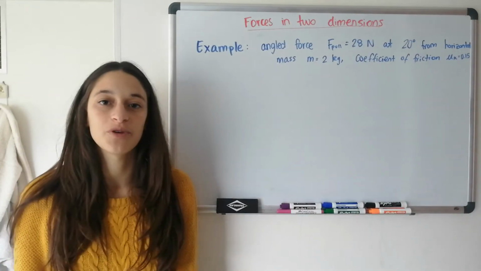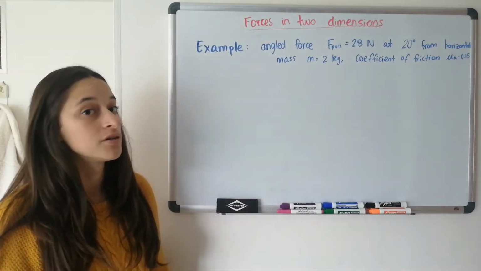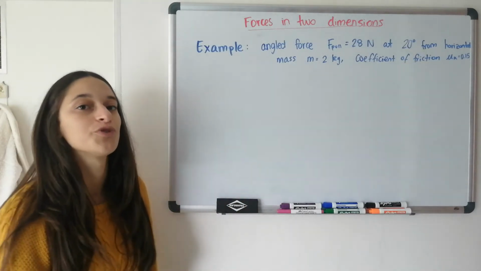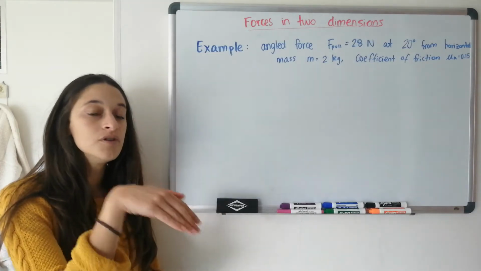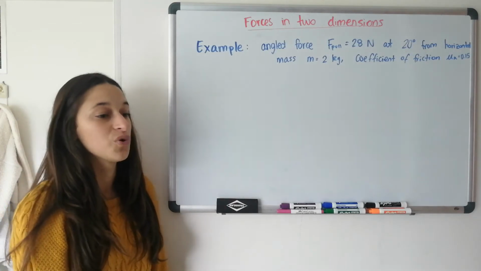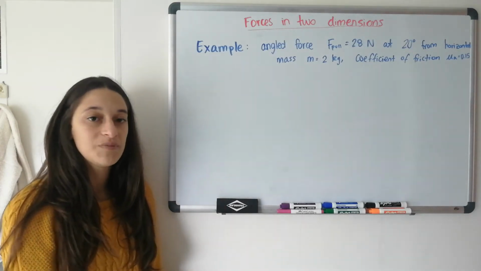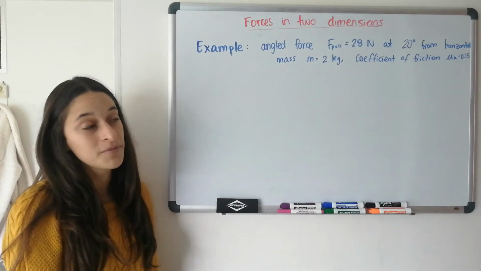So the first example that we're going to look at is the one that was here on the bottom about an object being pulled with an angled force. That means a force that is at an angle with respect to the direction of motion. So generally we're just told about the example in words, and it's our job to translate it to images and then to a free body diagram.